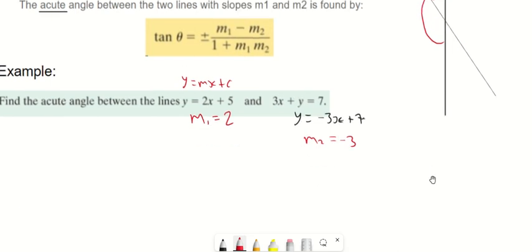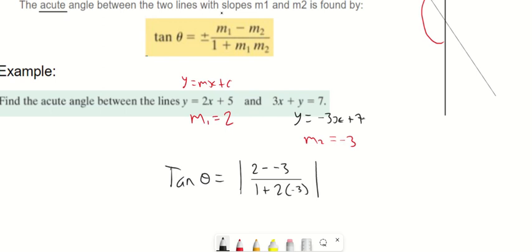So let's put it into the formula then. So tan of theta is equal to, so in practice we're going to take the absolute value of it. So it'll be 2 minus 3 over 1 plus 2 times minus 3. And then that'll work out the acute angle for us. So we're going to get 5 over, and then it's going to be minus 5.